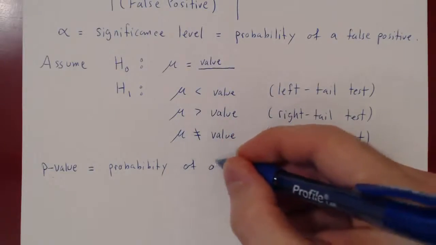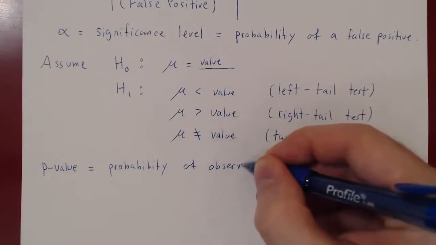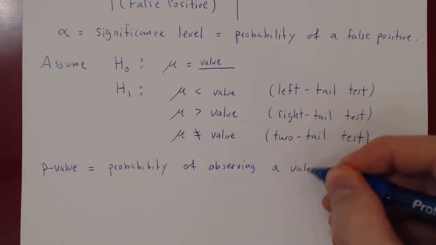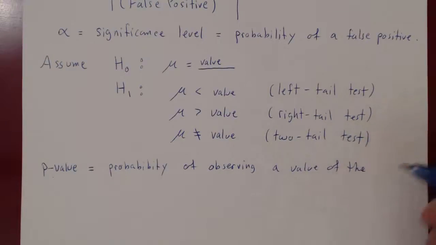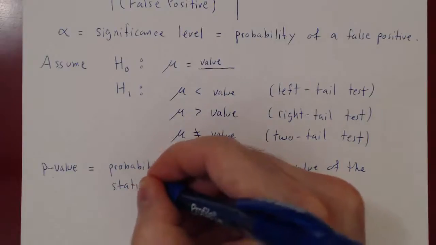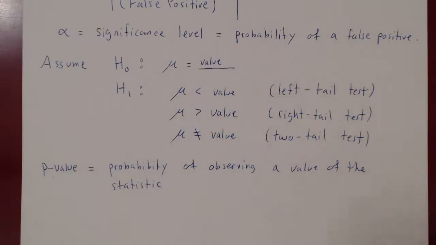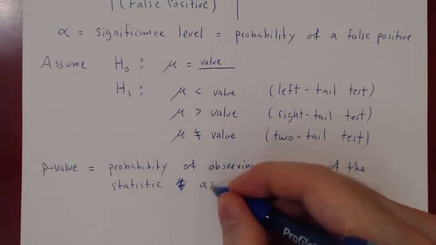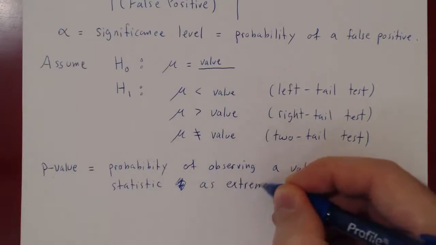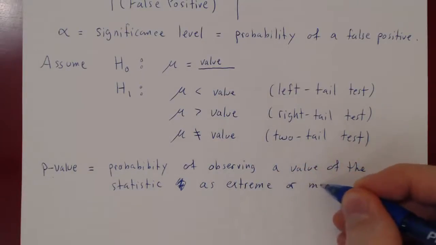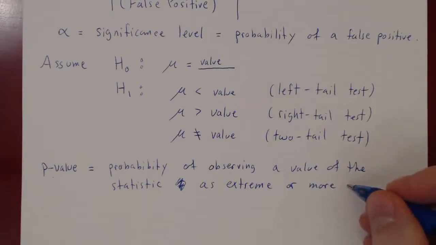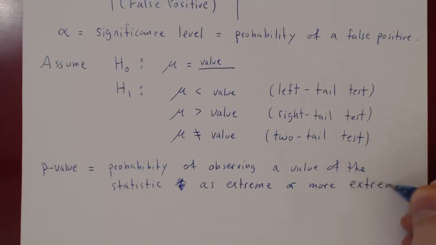So the probability of observing a value of our statistic as extreme or more extreme than the one observed from our sample.